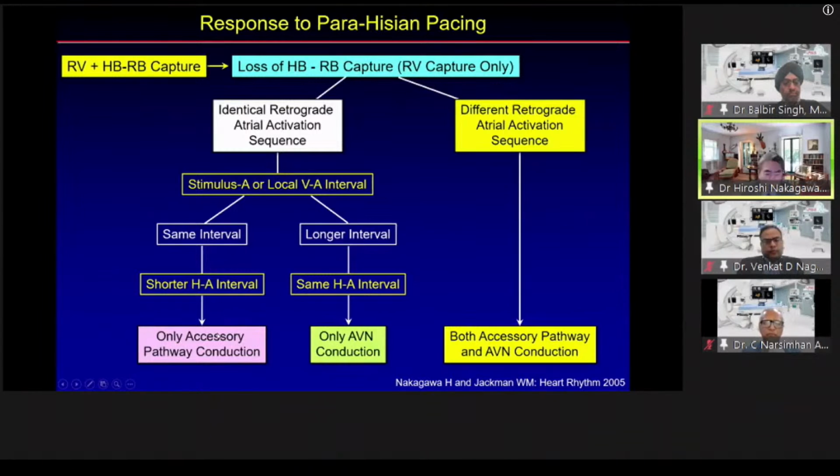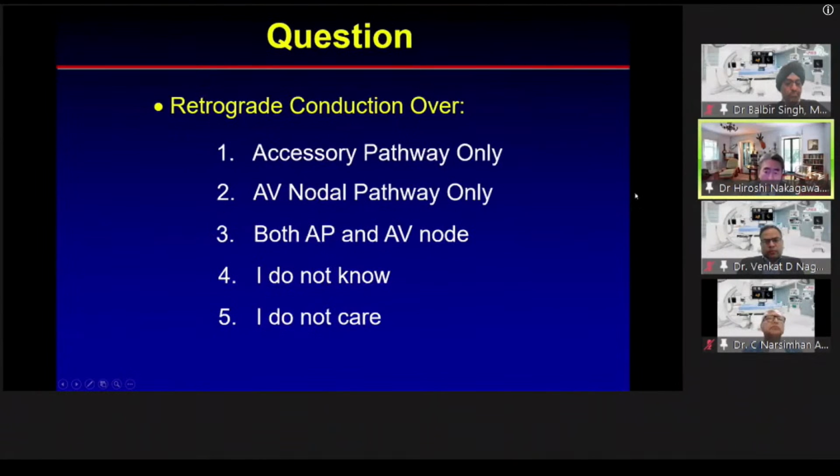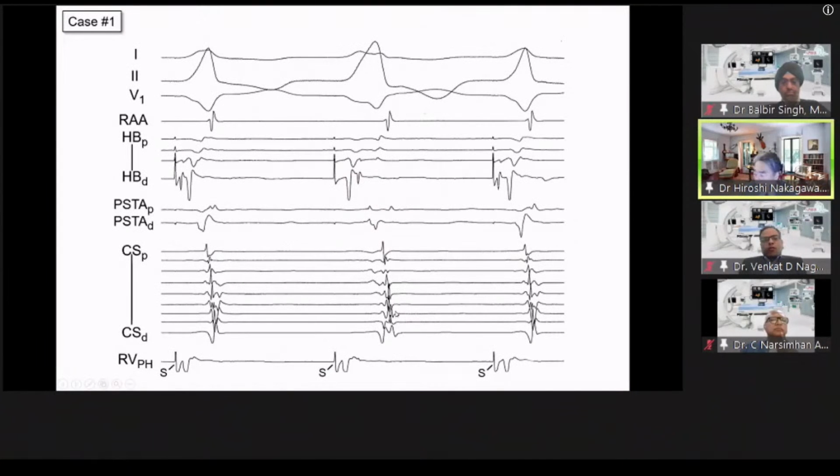Let's go one by one. The question is always whether the retrograde conduction is over the pathway, AV node, or both, or you can say, I don't know, I don't care, okay? And this is the case. All right. Surface EKG leads 1, 2, AVF, right atrial appendage. This is the octopolar, with 4 bipolar recordings from proximal to distal. The ablation catheter is located at the posteroseptal tricuspid annulus. This is the coronary sinus, and the parahisian pacing catheter is located here.